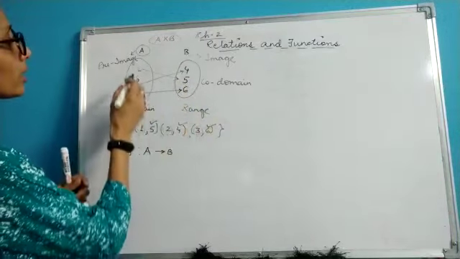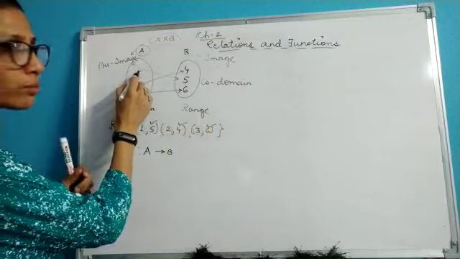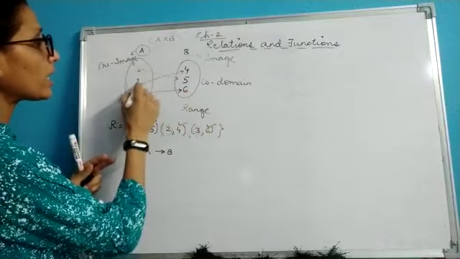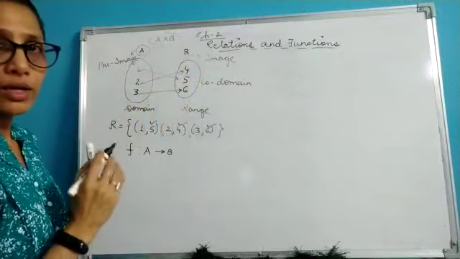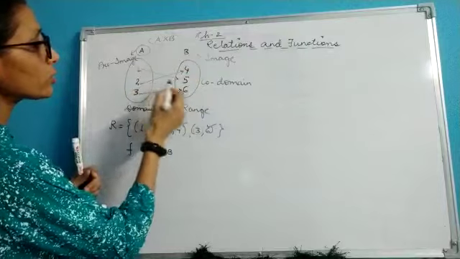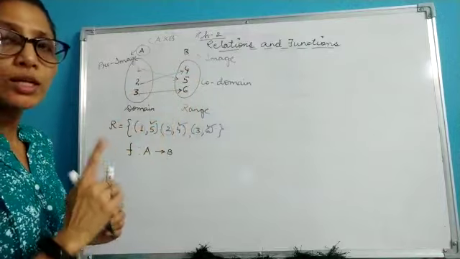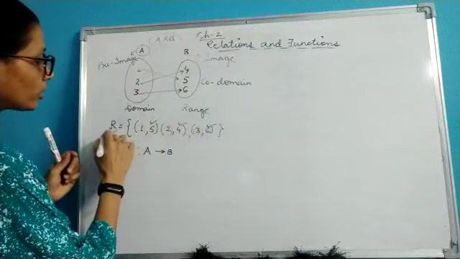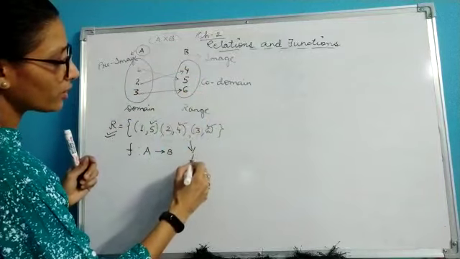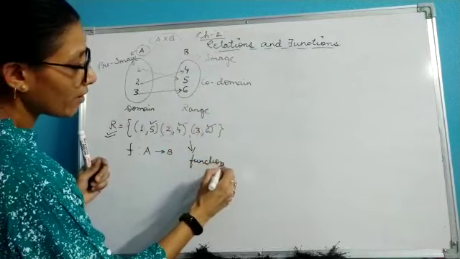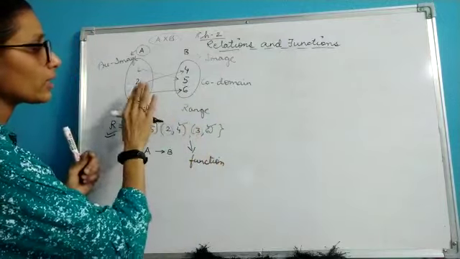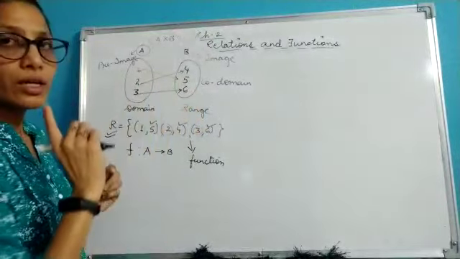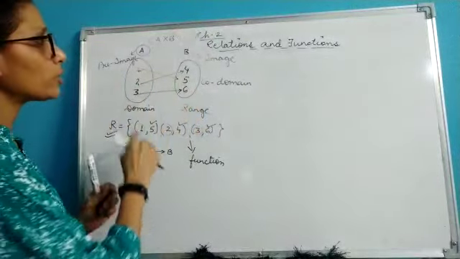So let's see, this one has how many images? This one has only 5 as its image. This 2 has only 4 as its image. This 3 is also linked up with only one element of set B. So I can say this relation is a function, since every element of set A is related or linked up with a particular or unique image of B.